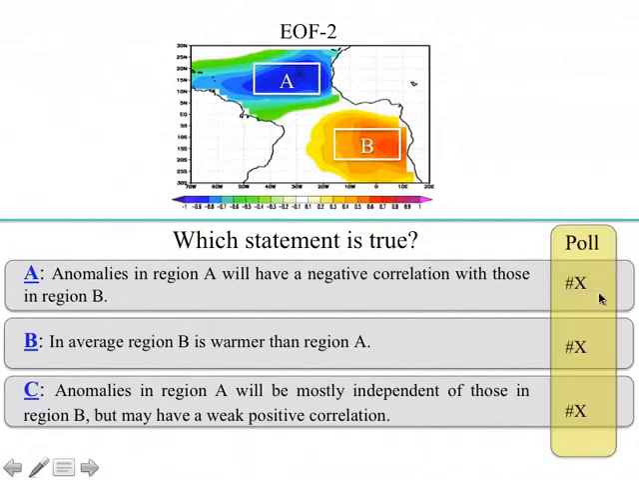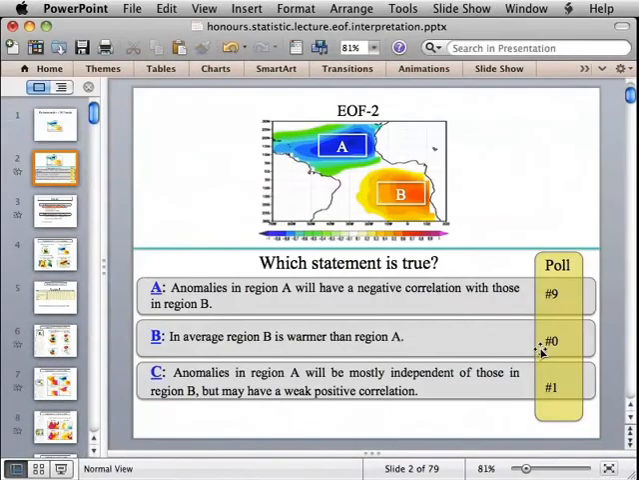The general view is A is correct, nobody goes for B, and C is unlikely. Let me say something about B. The thing about EOFs is that the sign of the pattern doesn't matter, because it will always go up and down, positive, negative. Whatever statement you make about the EOFs has to be true if you change the sign. If you change the sign of the complete field, it would be B negative and A positive. It would be exactly the same EOF pattern, because the sign doesn't matter.